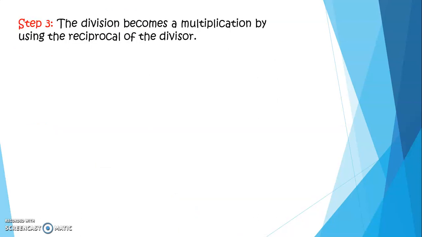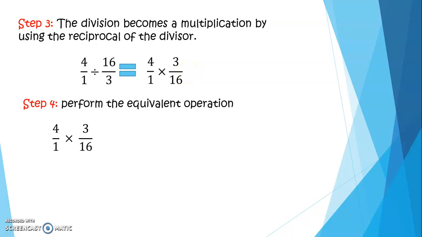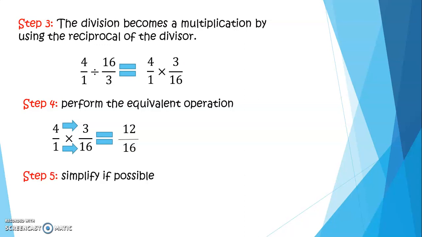So we go to step 3, that is the changing of the division into a multiplication by using the reciprocal of the divisor. The division 4/1 divided by 16/3 has now become 4/1 times the reciprocal of 16/3, which is 3 over 16. Now we do the multiplication as we know, top numbers times top numbers and bottom numbers times bottom numbers, and that gets us 4 times 3, that is 12, and 1 times 16, that is 16.